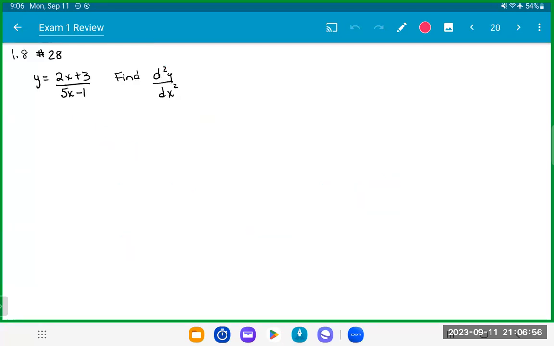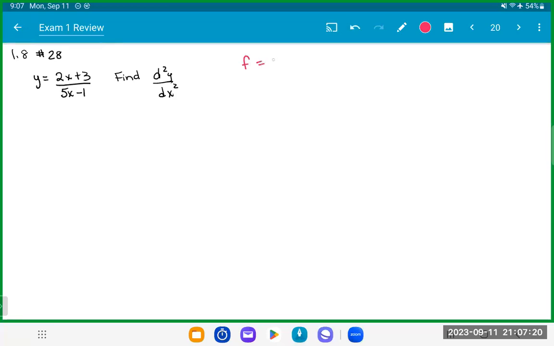All right, on to the last section in our textbook. This one is looking at the second derivative. So you'll want to pay particular attention when it asks you to do those, because if it asks for the second derivative, you'll want to make sure that you're actually giving it the second derivative.